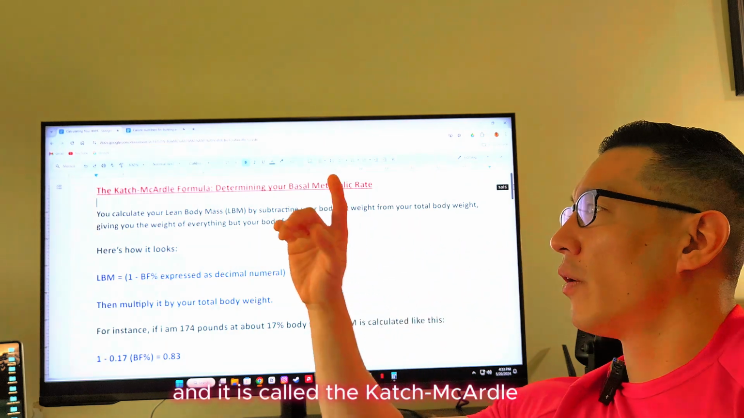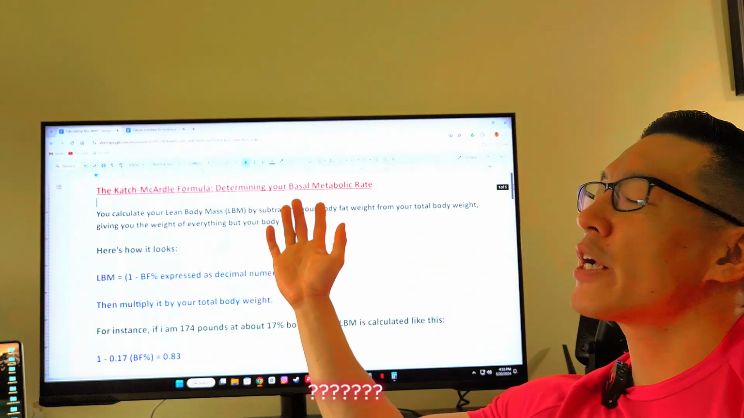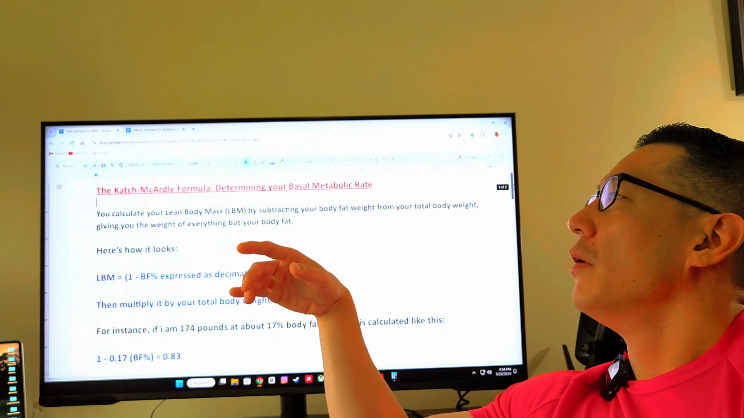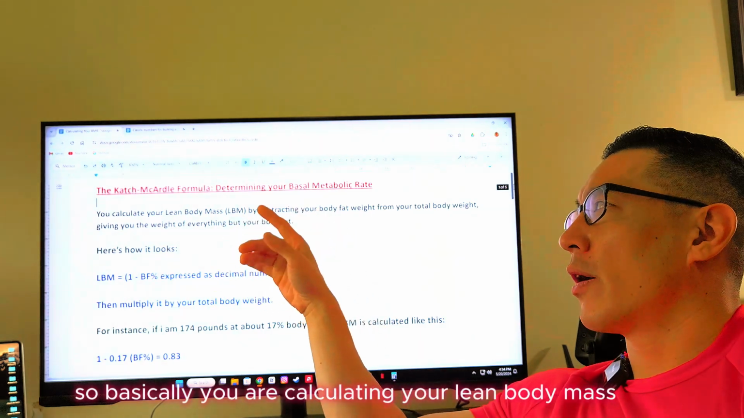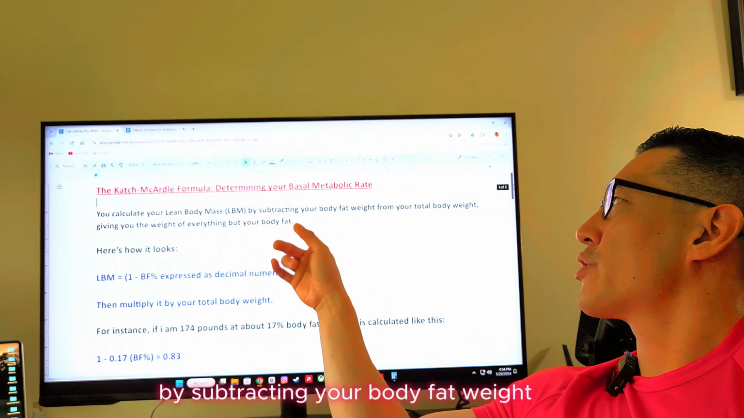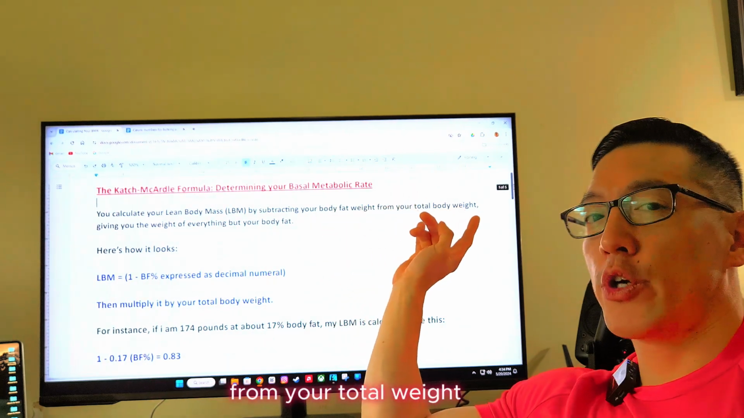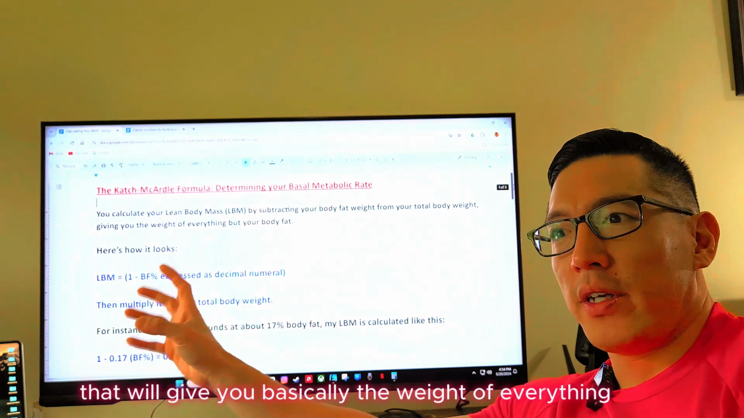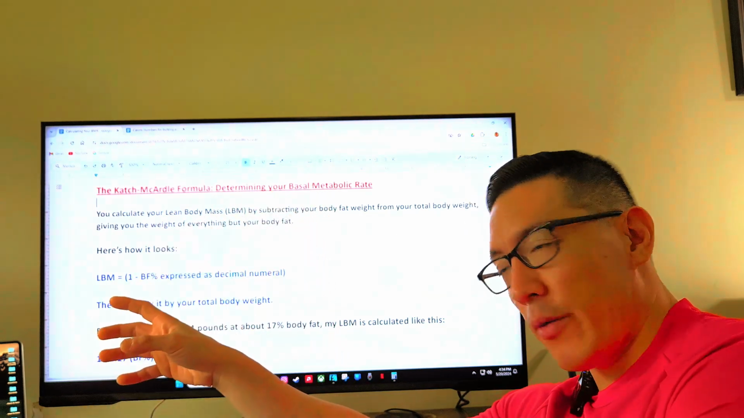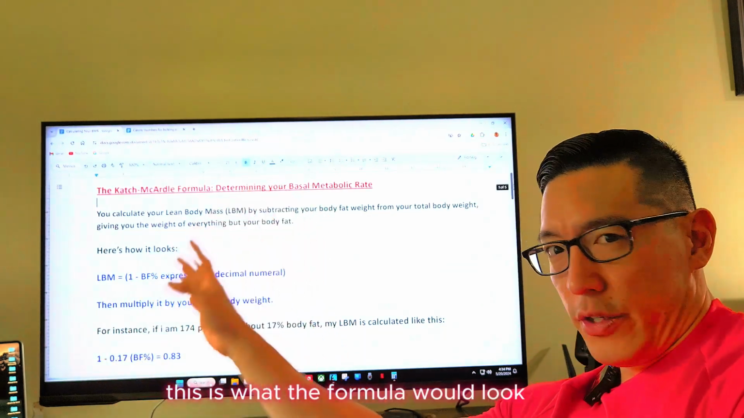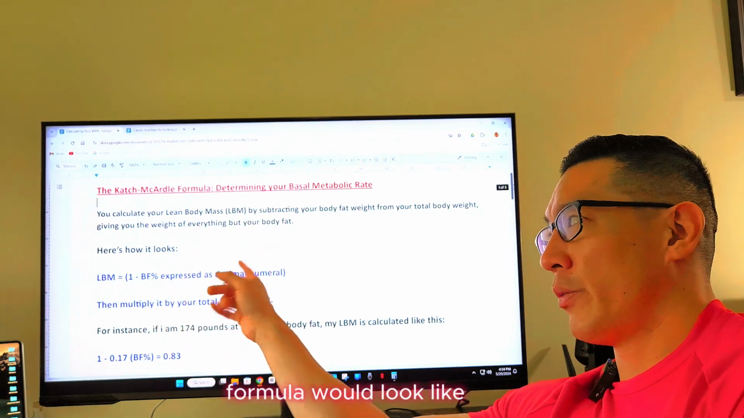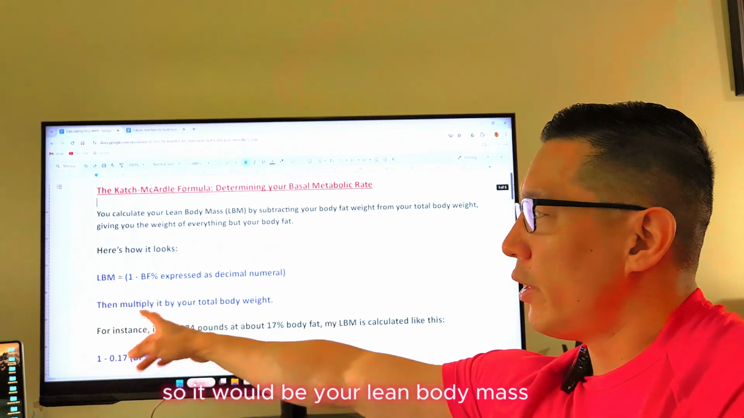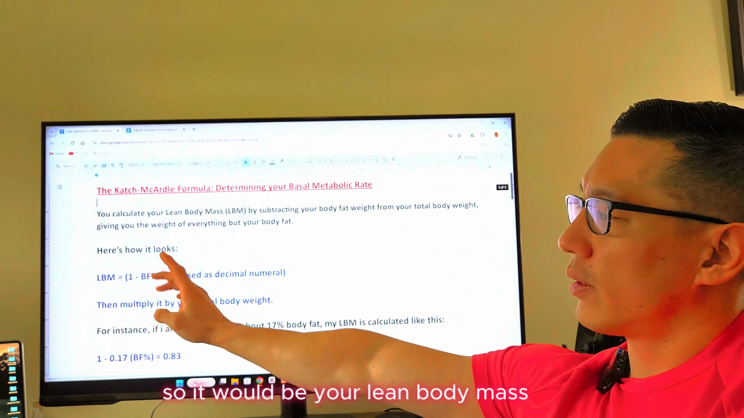And it is called the Catch-McArdle formula. So basically, you are calculating your lean body mass by subtracting your body fat weight from your total weight. That will give you basically the weight of everything minus your body fat weight. This is what the formula would look like. So it would be your lean body mass.